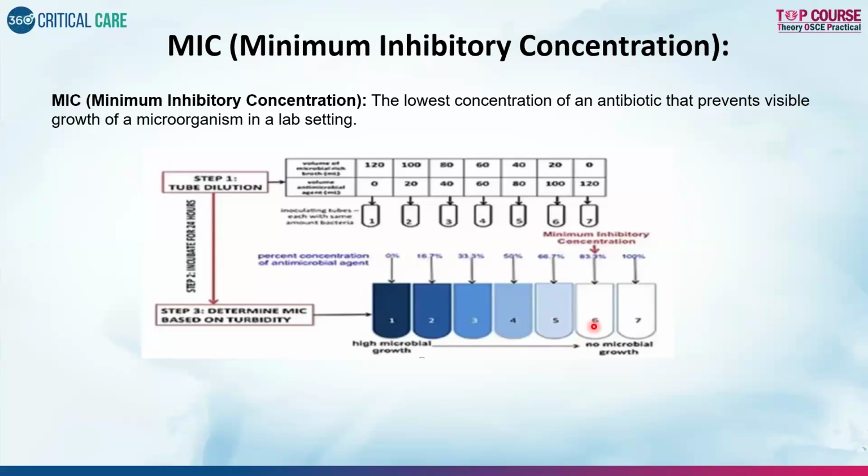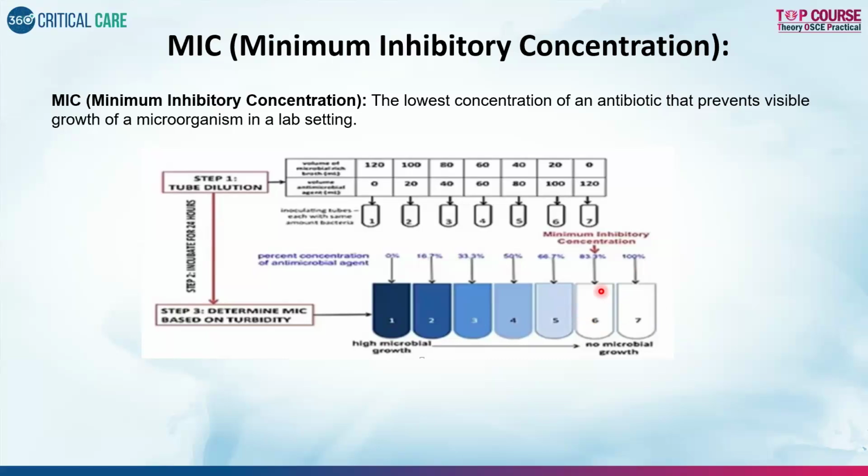So that is what MIC means. It should be the lowest concentration of the antibiotic that prevents visible growth of microorganism. Why are we saying it is the lowest? Because even in the seventh test tube there is clearance, but that is not the lowest. At 6 itself you have a visible clearance, so that is the concentration that will be given.